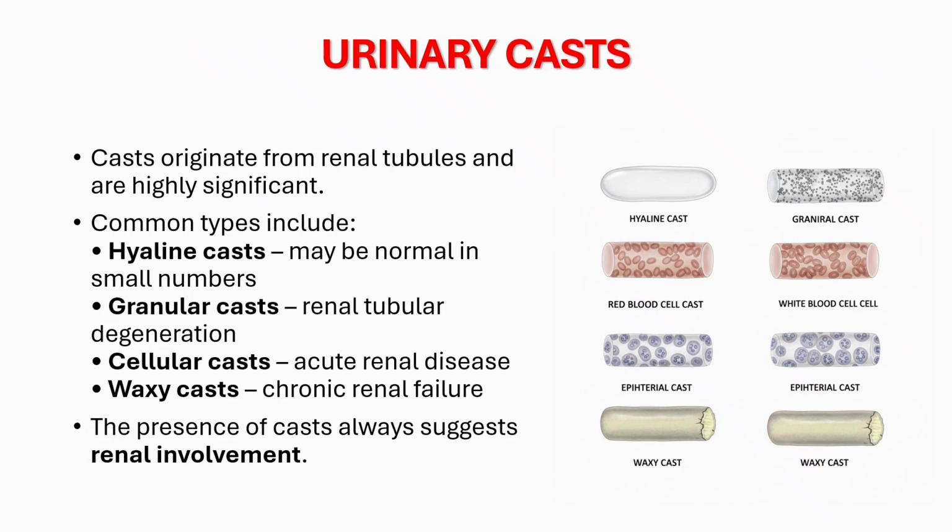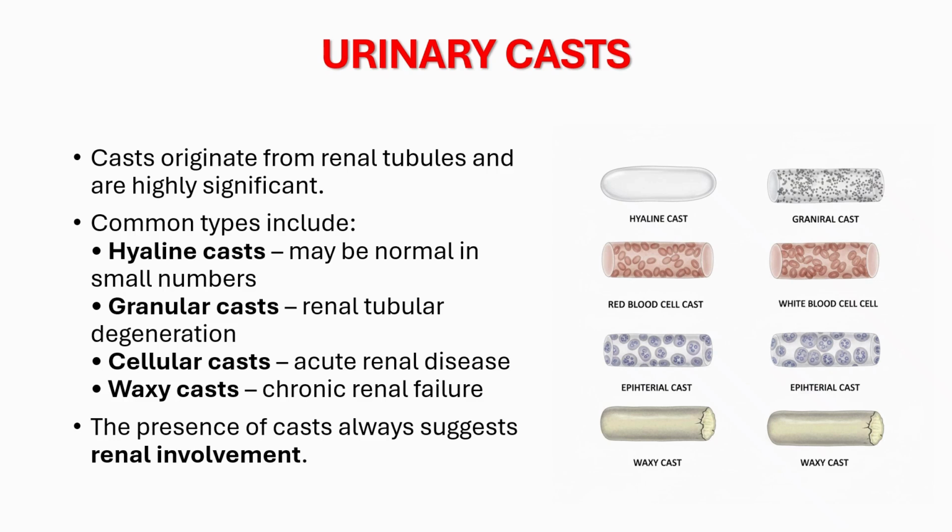Urinary casts are cylindrical structures formed in the renal tubules, composed mainly of Tamm-Horsfall protein. They can trap cells, lipids or other substances, reflecting the health of the kidney. So, casts in urine indicate some problem with the kidney.